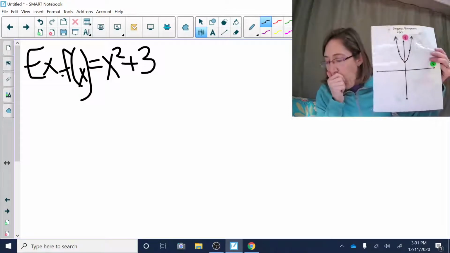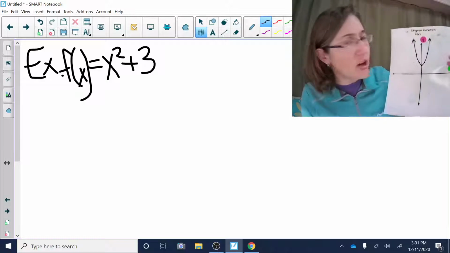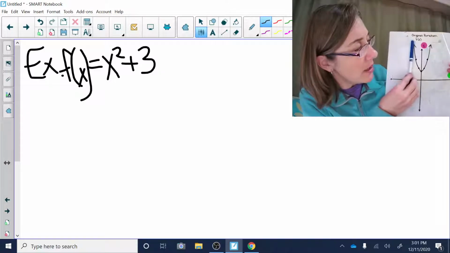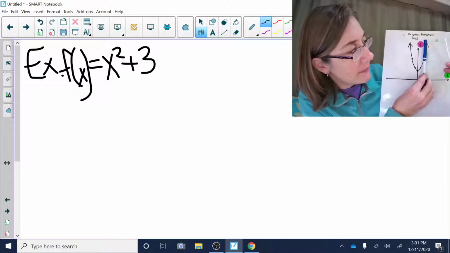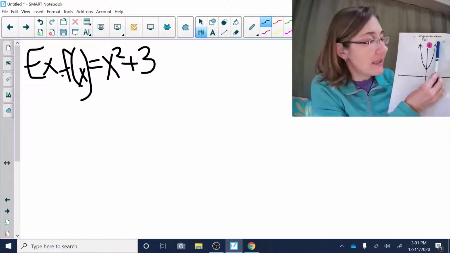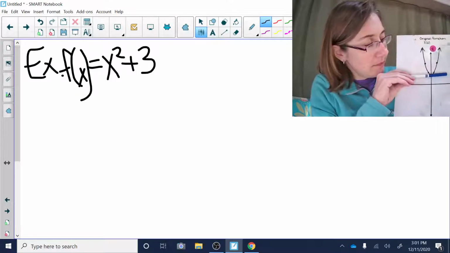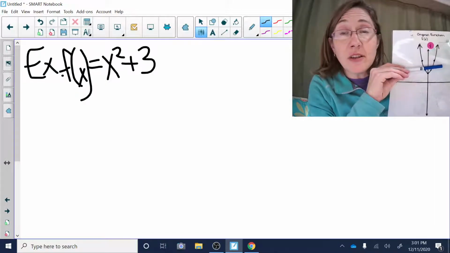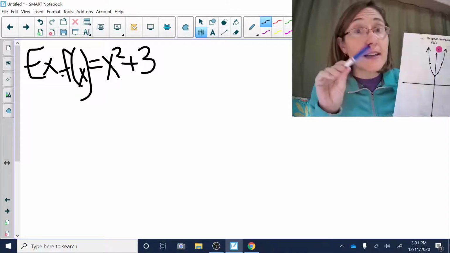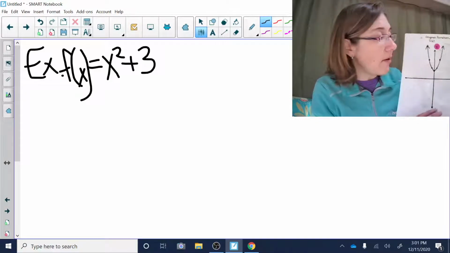So, is this a function? Does this pass the vertical line test? This is a function, it's fine. Is it a one-to-one function though? Let me check. Nope, see how my pen's hit in two places? This is not a one-to-one function. That's going to come up in a minute, okay? So I wanted to point that out.